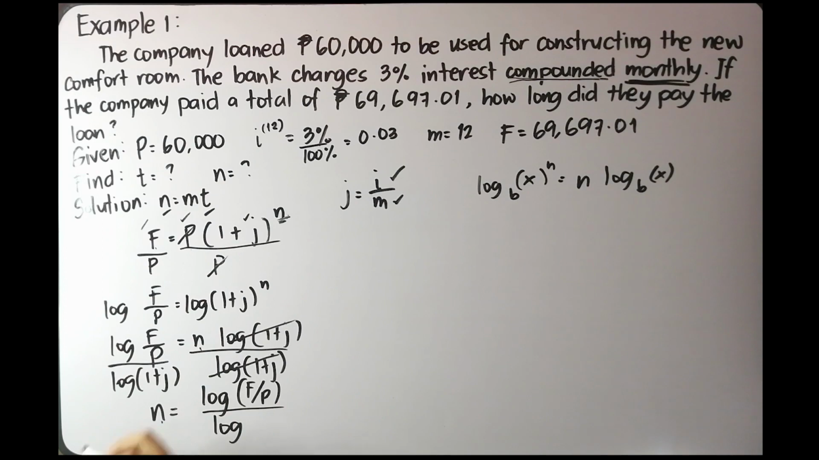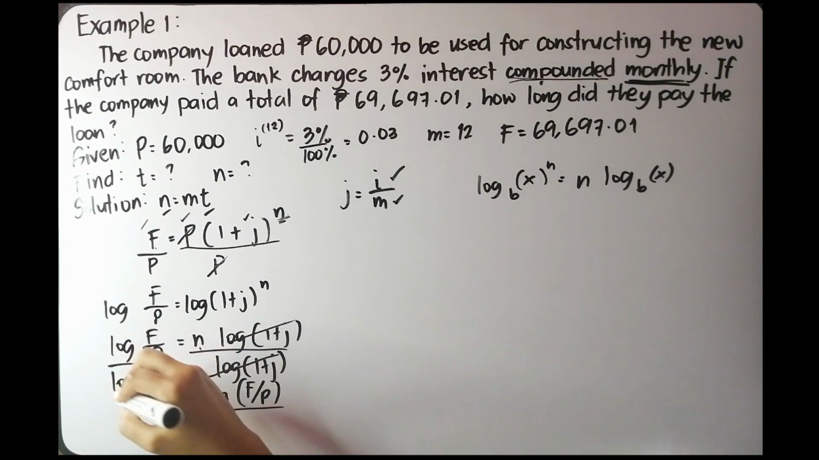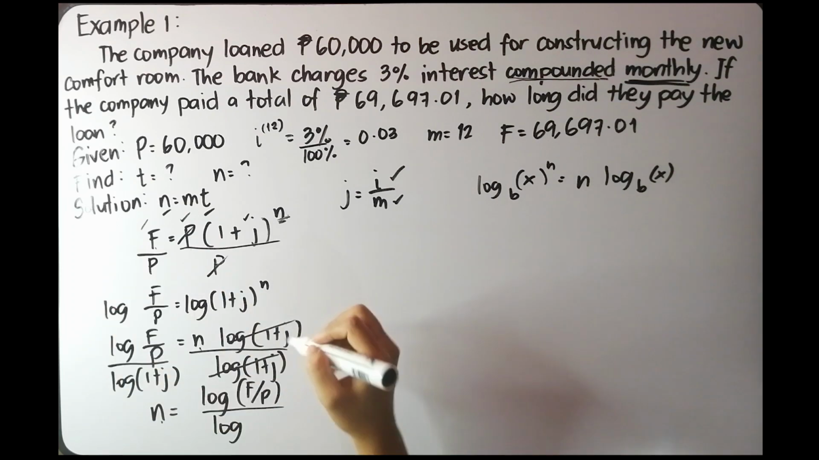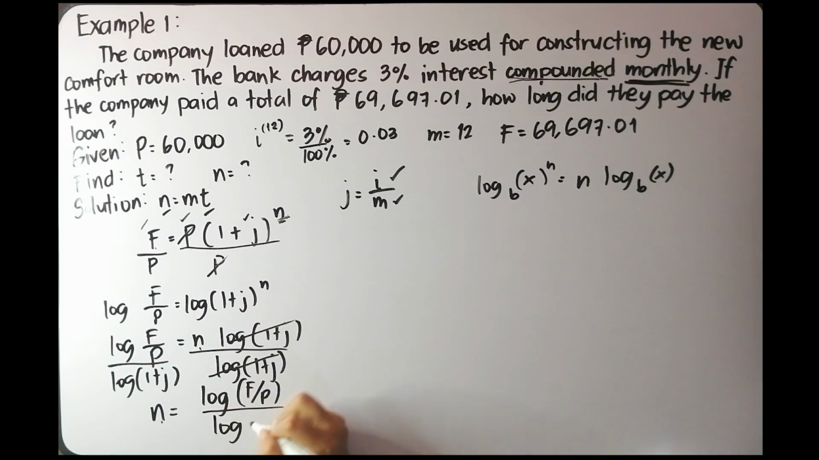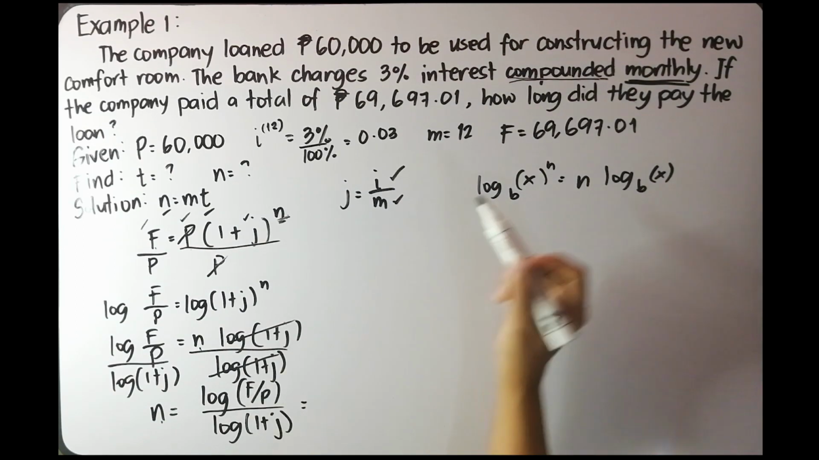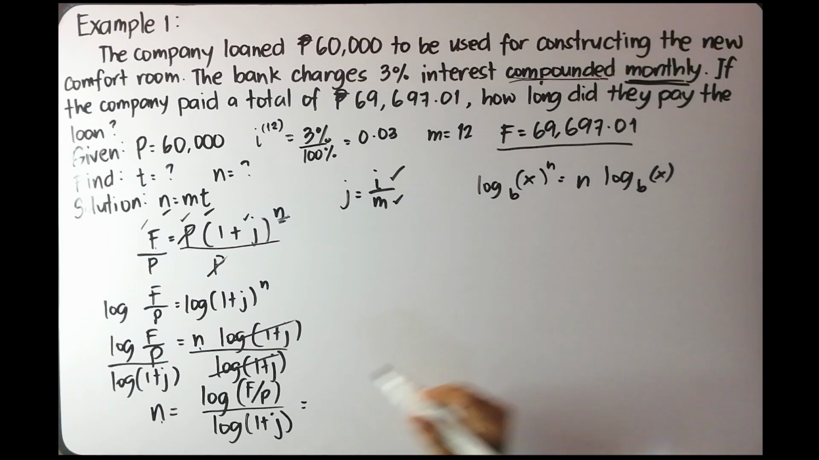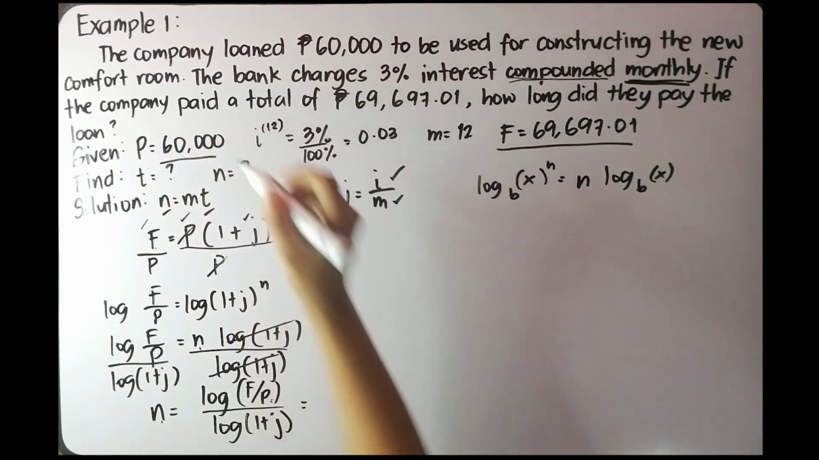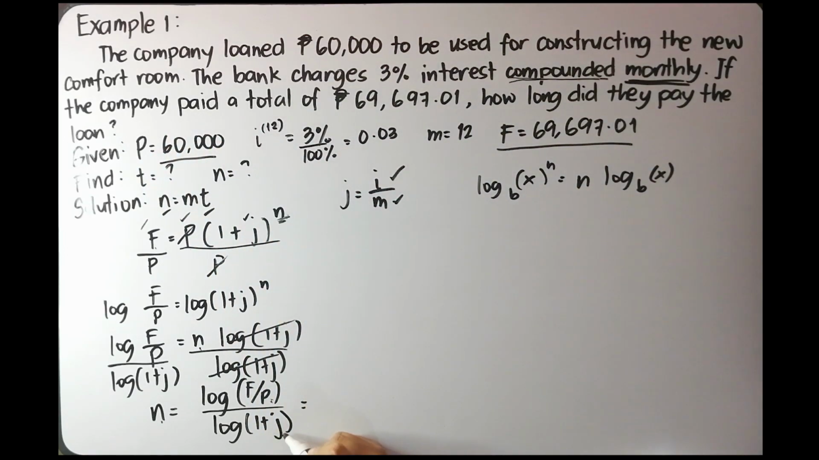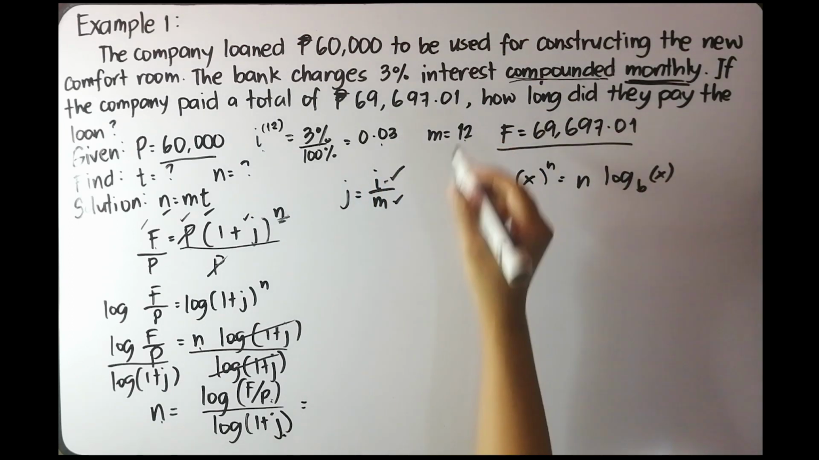Then we transpose it to the left side, and the other values we transpose to the right side. So we have the denominator log 1 plus J. We have values for our F, which is 69,697.01. We have the value for our principal, which is 60,000. We have the value for our J, which is I divided by M.